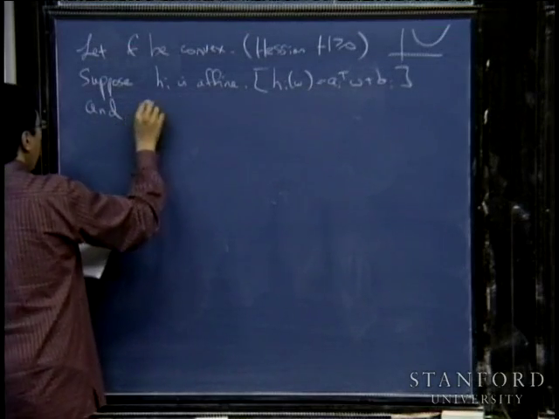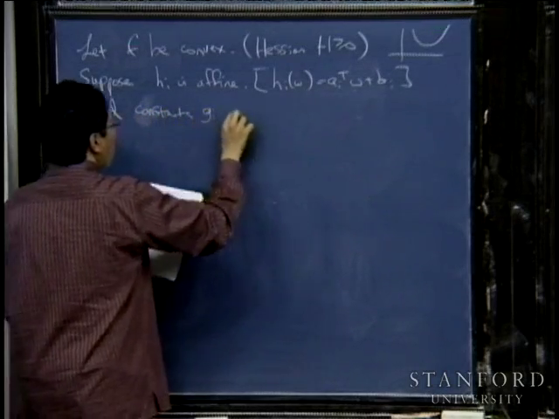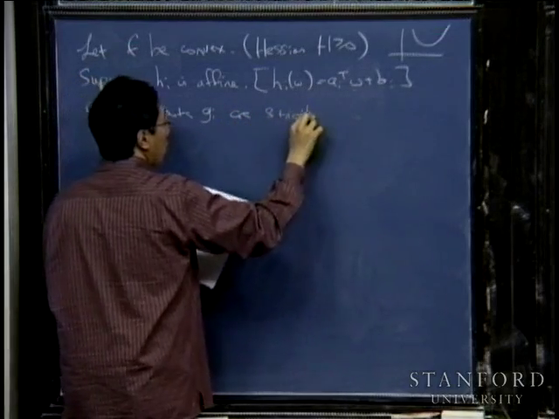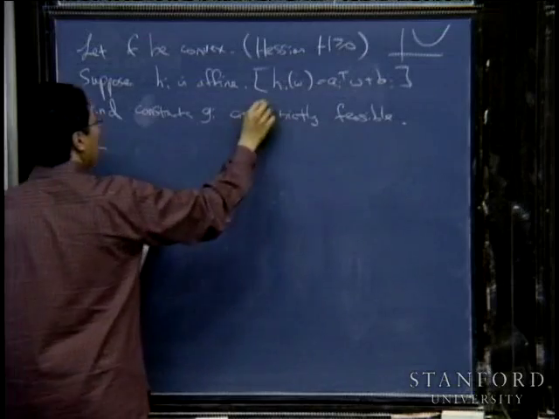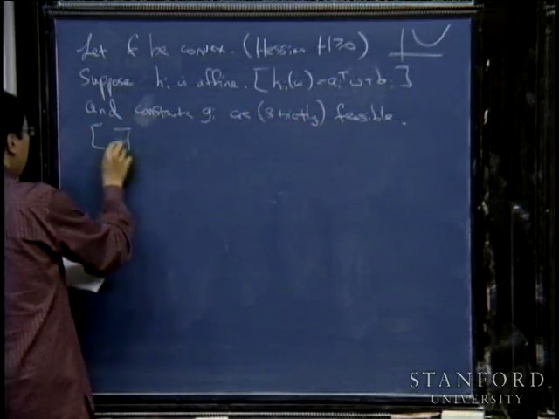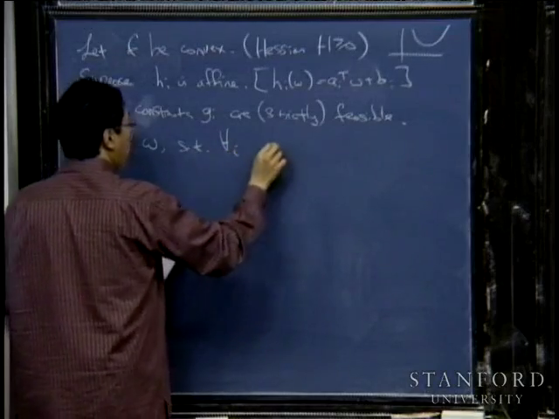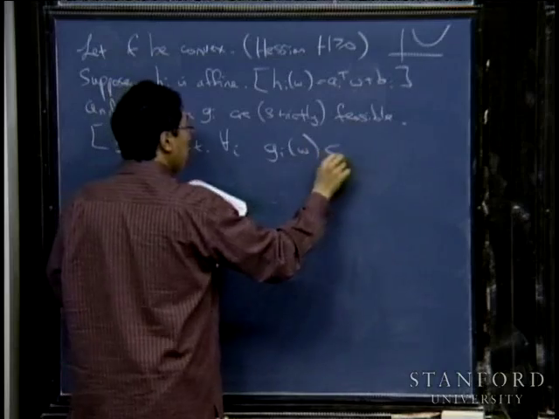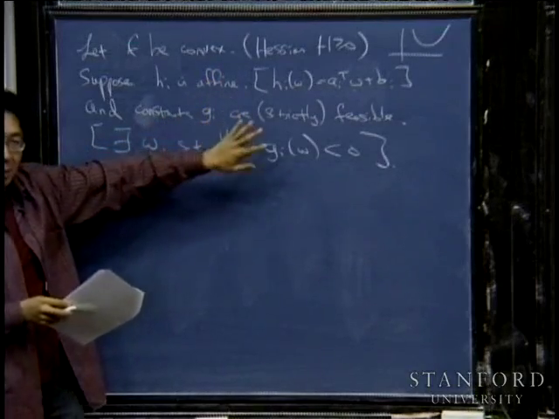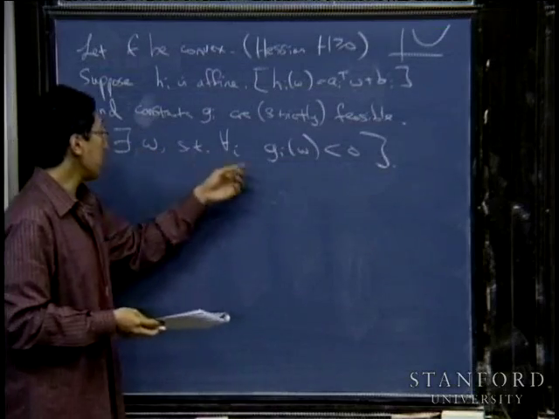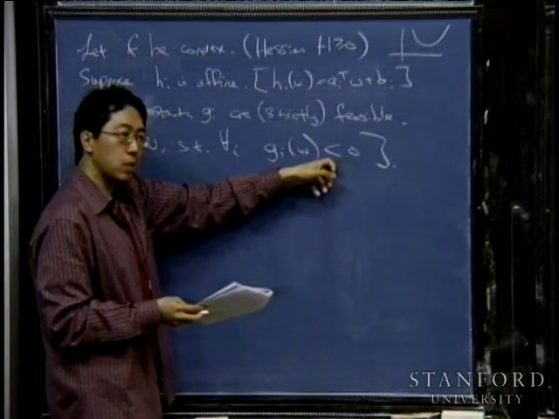And let's suppose the g_i's are strictly feasible. And what that means is that there exists a value of w such that for all i, g_i of w is less than 0. Okay? I'm writing these things down for the sake of completeness, but don't worry too much about the technical details. But strictly feasible just means that there's a value of w such that all of these constraints are satisfied with strict inequality rather than with less than or equal to.